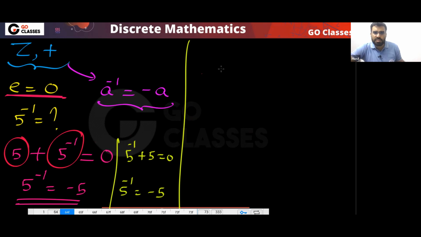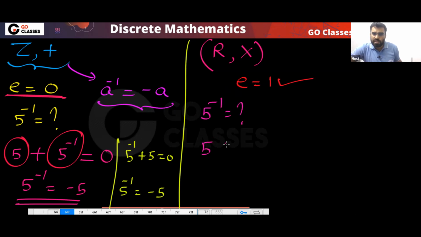This is the purpose of the inverse. For example, tell me, if you have real numbers with multiplication, what is the identity element? The identity element is 1. So what is the inverse of 5? Inverse of 5 basically means what should I put here such that I get the identity element? So I should put 1 by 5.